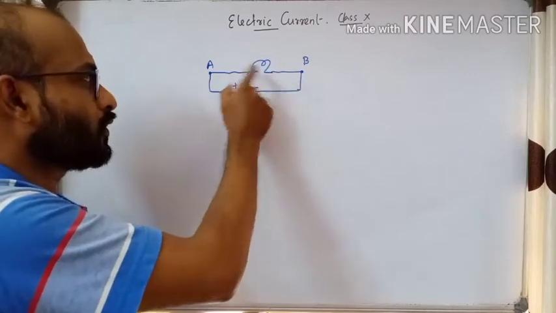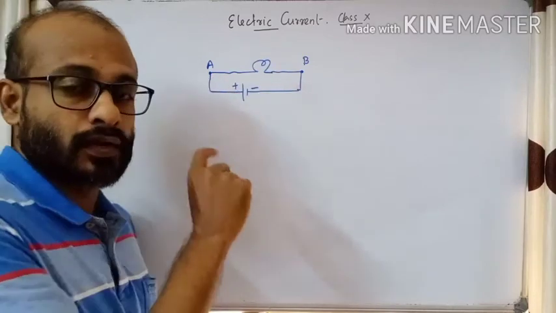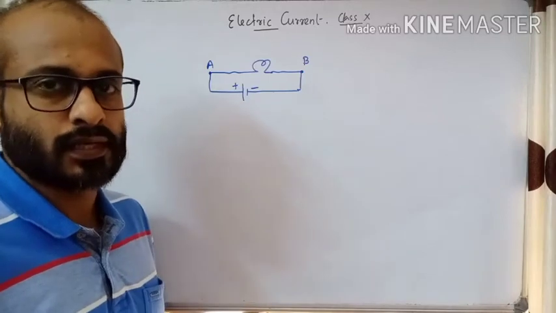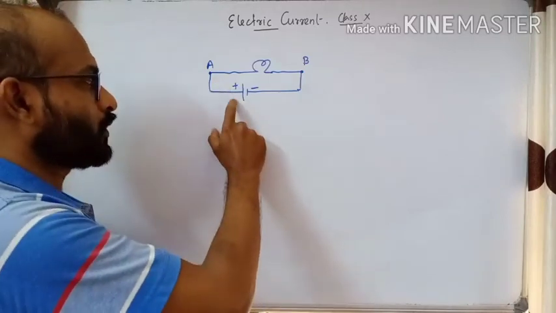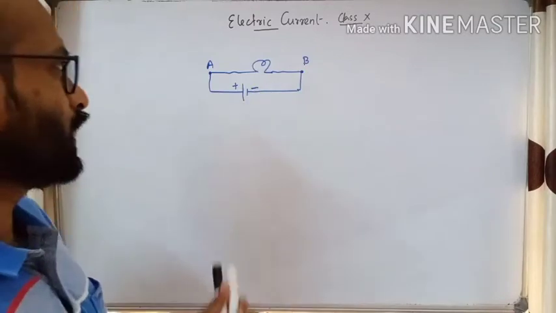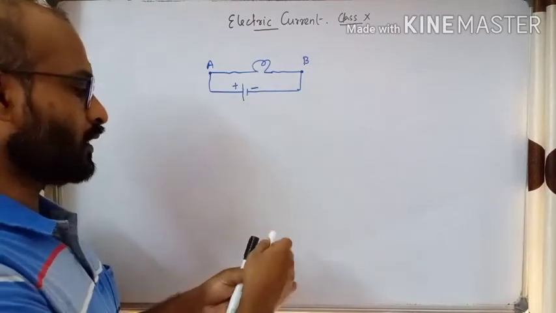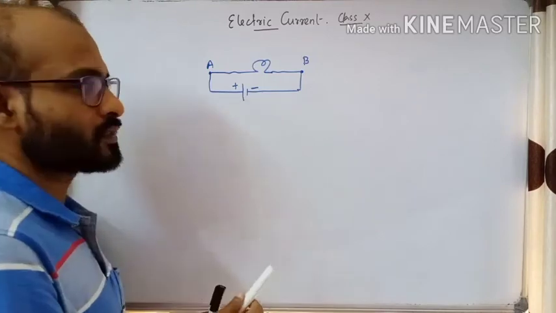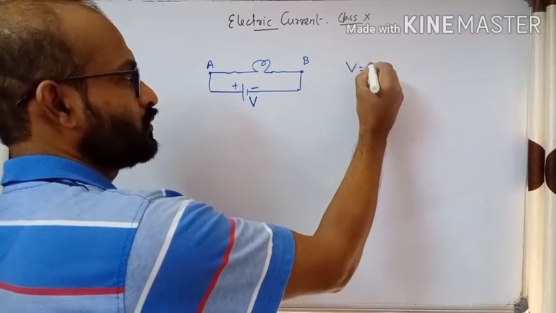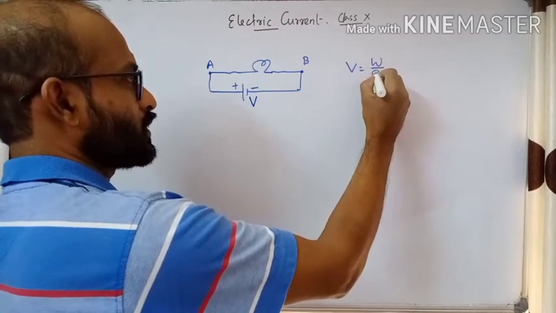So for the current to flow between the terminals A and B, we need to create a potential difference, an energy difference. End A is at high potential, end B is at low potential. Now how can we define the potential difference? We will call it the potential difference between the points. If V is the potential difference, how can you define it? V is equal to the work divided by charge.